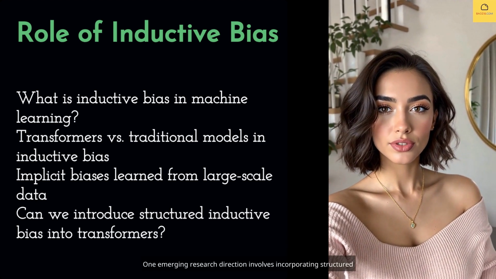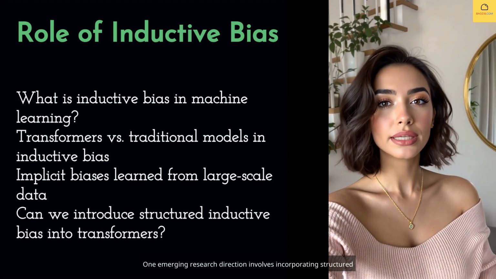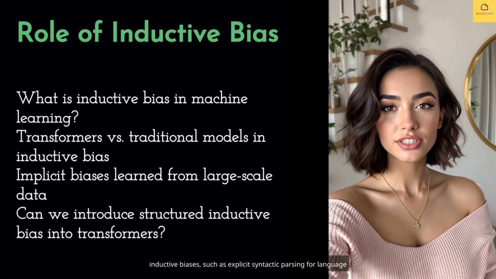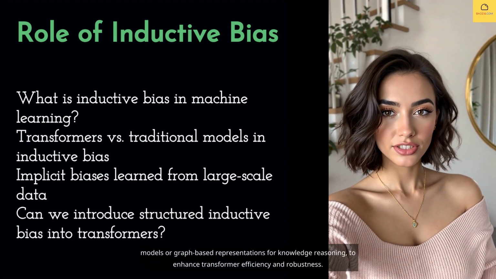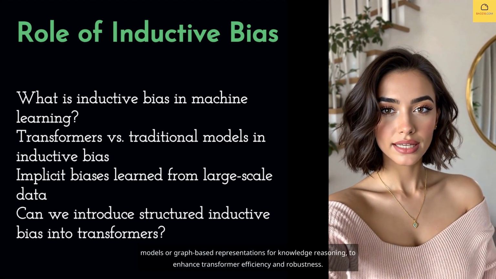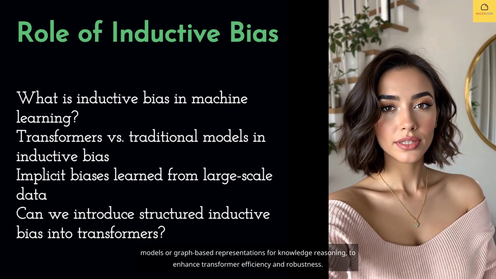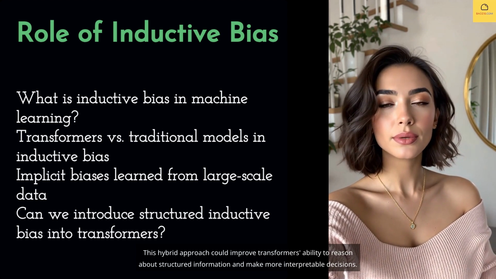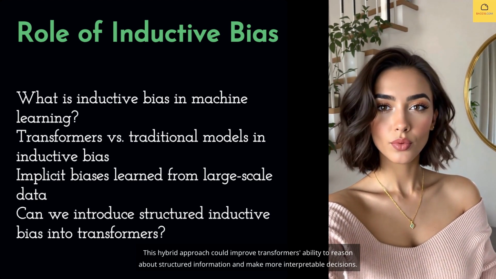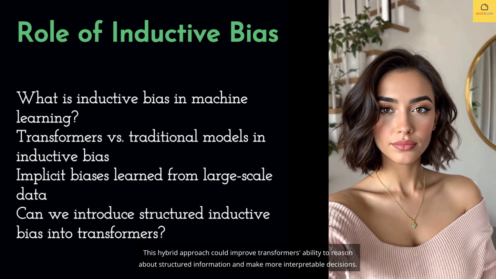training. One emerging research direction involves incorporating structured inductive biases, such as explicit syntactic parsing for language models or graph-based representations for knowledge reasoning, to enhance transformer efficiency and robustness. This hybrid approach could improve transformers' ability to reason about structured information and make more interpretable decisions.